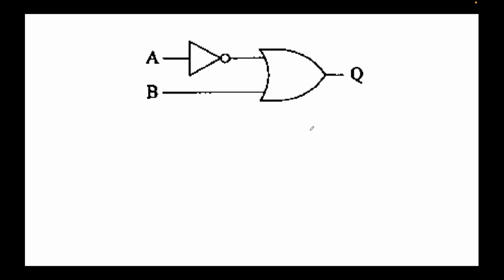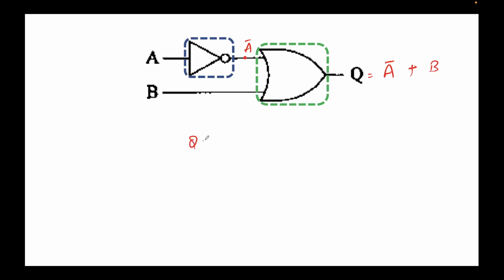Straightforward. Now let's go to the fourth circuit. The output of this top NOT gate will simply be a bar, because a is the input. And if you want to find the output q, this will be nothing but the first input, which is a bar, this is an OR gate, plus the second input, which is nothing but b. So we found q equal to a bar plus b.